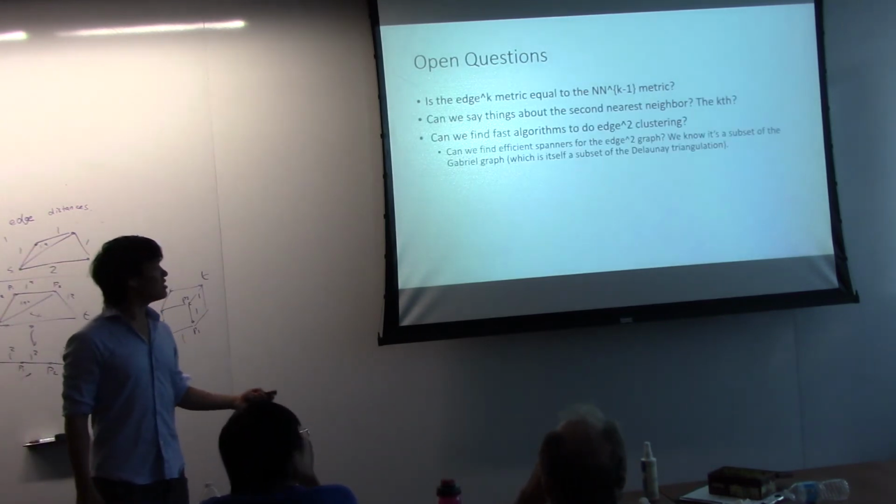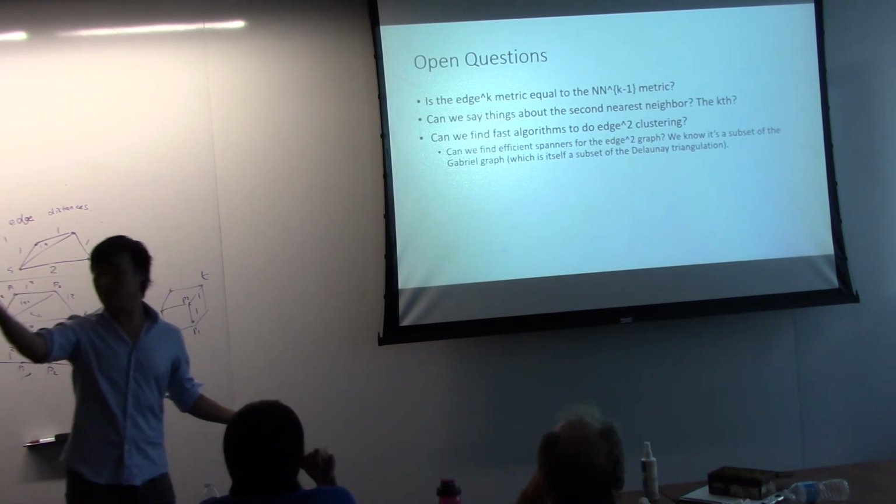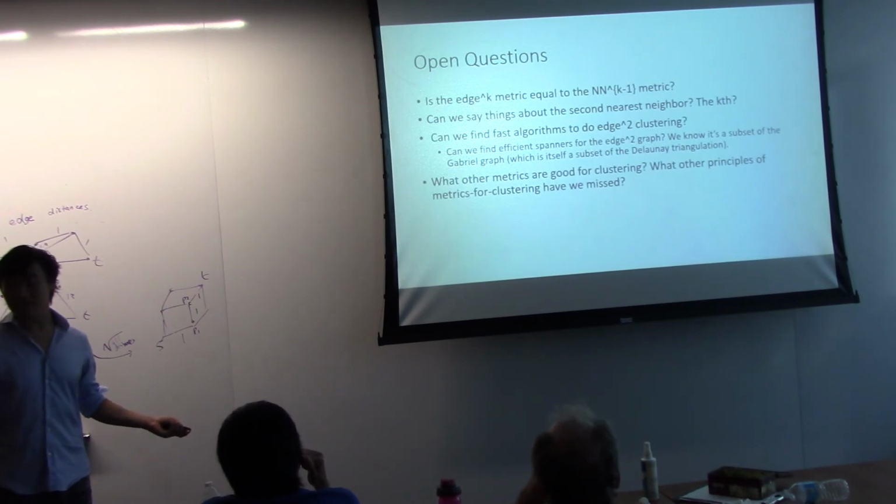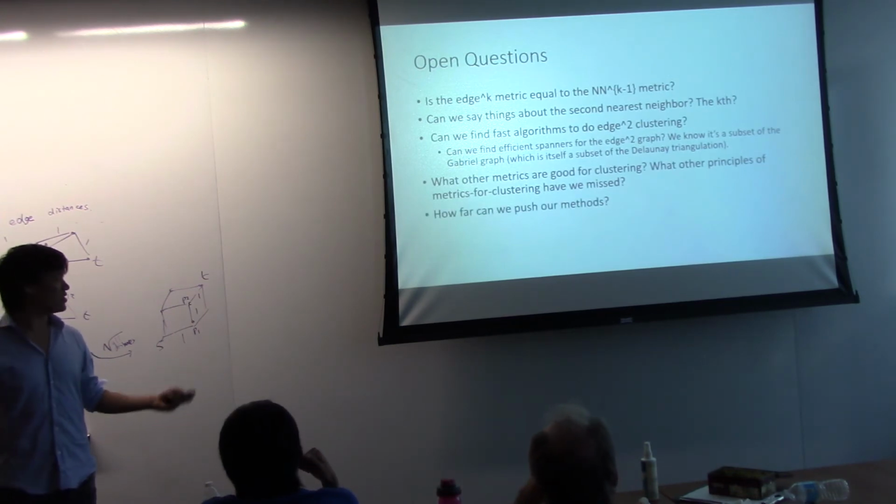Well, can we say things about second nearest neighbor questions? Can we find fast algorithms for computing the edge squared distance? We haven't done that yet. What other metrics are good for clustering? Maybe we just gave 2 sample ones, maybe there are ones that are a lot better.